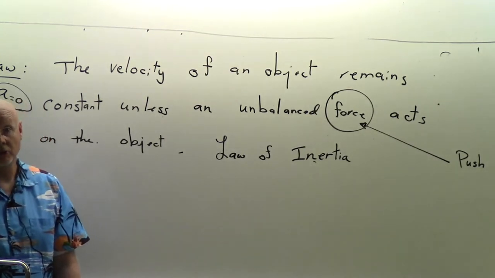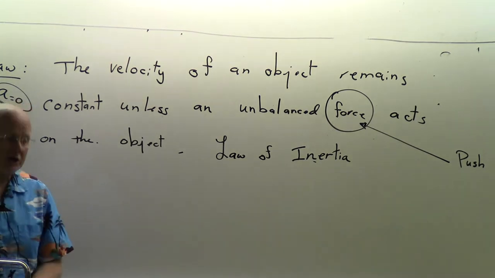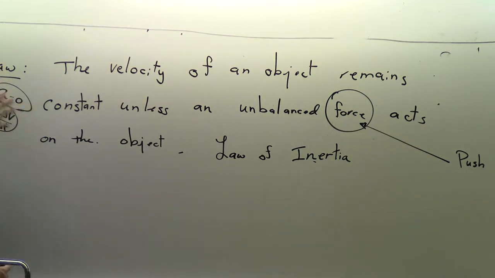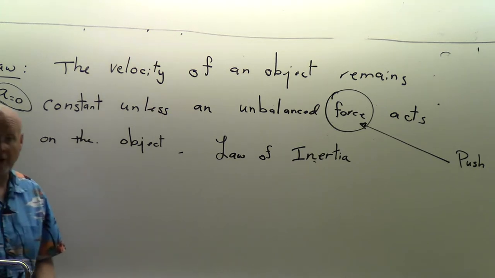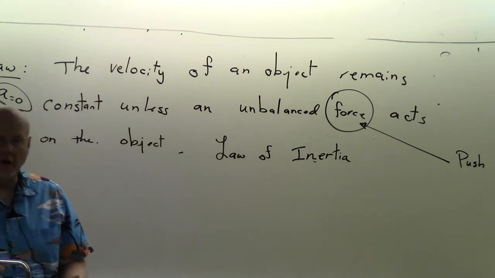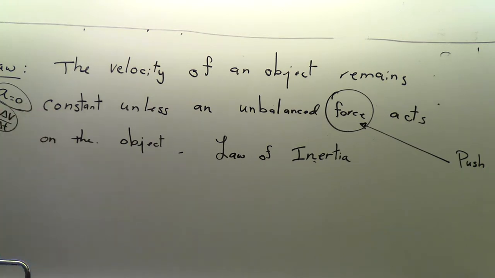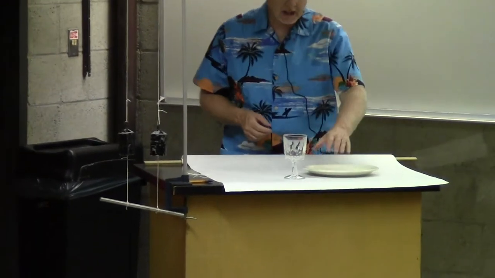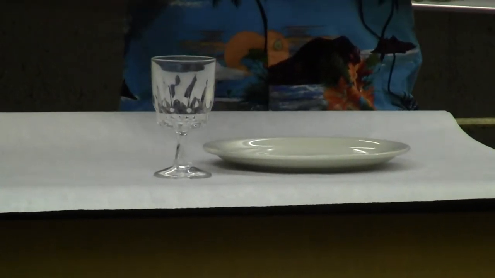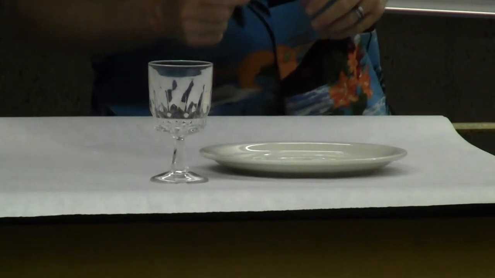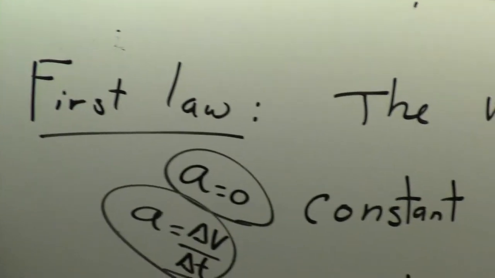That's crucial. And so I have four quick experiments that I think make this sink in a little bit better. The first two involve zero speed. Watch, come over to here with me. I've set up a dish here, a plate, and a glass. And they are just sitting here, and I would say they are at rest. They have a speed of zero. And Newton's first law is saying they want to remain that way.